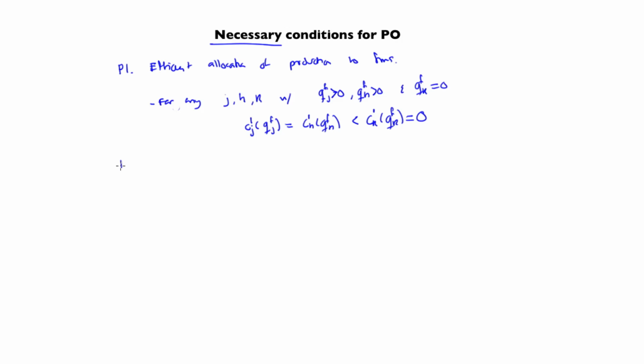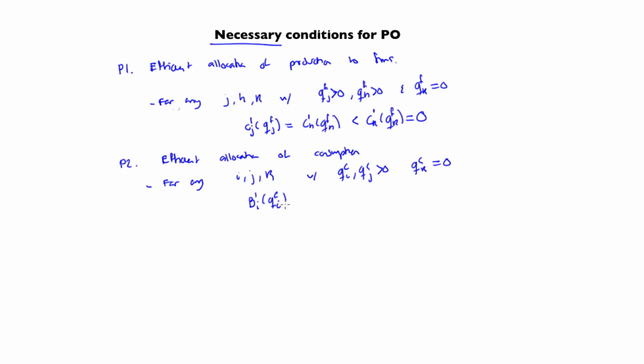Okay, so these are properties that the level of production has to satisfy at our Pareto optimal allocation. Second property, which is analogous for consumption, efficient allocation of consumption to consumers. And it says for any consumers I, J, and K, with the two consumers I and J consuming something positive and consumer K consuming 0, it has to be the case that the marginal benefit for I at what it consumes has to be equal to the marginal benefit for J at what it consumes, and has to be greater than the marginal benefit for K at 0, which is what it gets at the allocation.